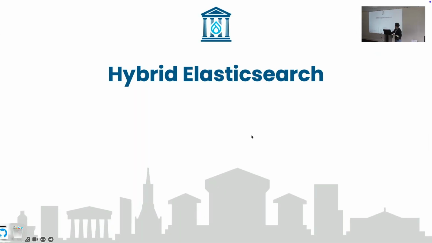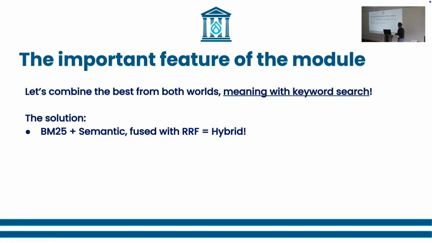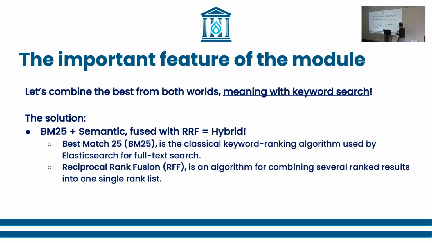Okay, and then as I said, we have the hybrid search. We combined the best of both worlds, meaning keyword search, BM25, plus semantic, fused with RRF, we get the hybrid. What that is: best match 25 is the classic keyword ranking algorithm used by Elasticsearch for the full text search that we used before. And the RRF is the algorithm that basically fuses these two ranks together. The best match 25 also goes through a normalizer because its numbers are 10, 20, 50, while the other one is from 0 to 1. So there needs to be a normalizer for this one to fuse them together.